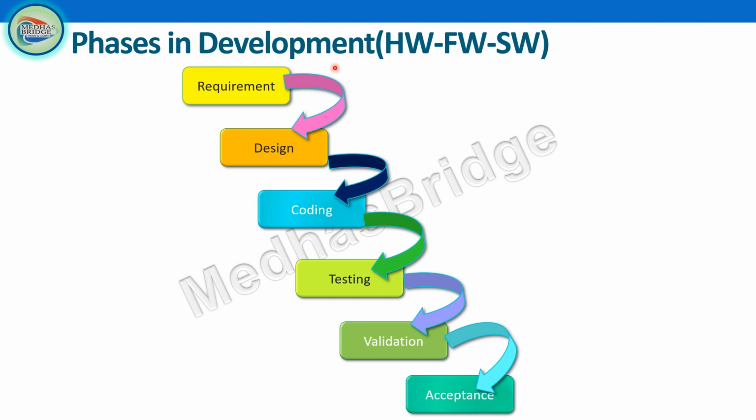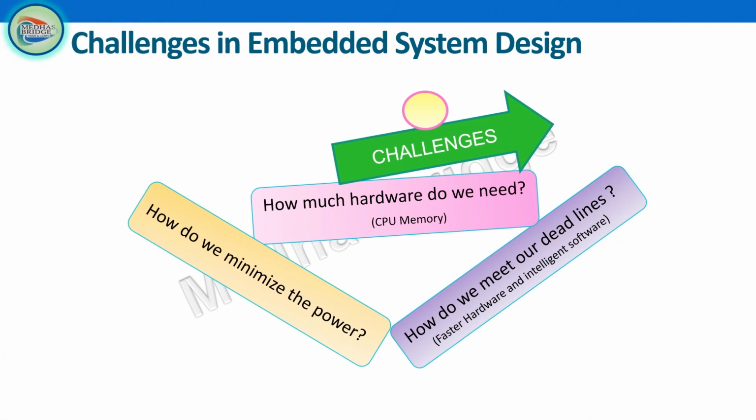Phases in embedded system development: requirement, design, coding, testing, validation, and acceptance. Typically, these phases are part of software development, isn't it? But the same phases can also be used for hardware, firmware, and software too.